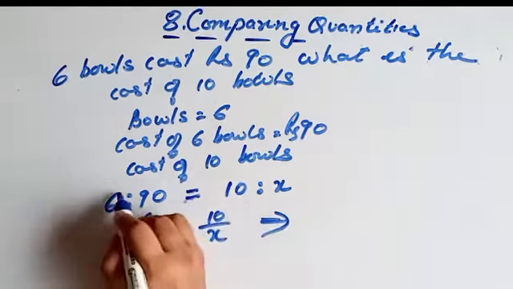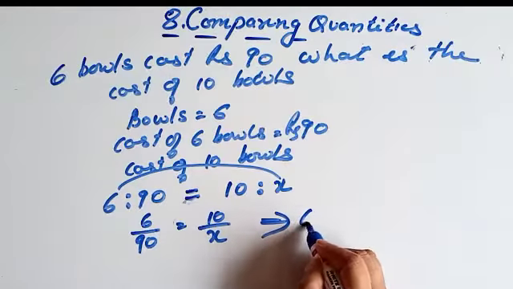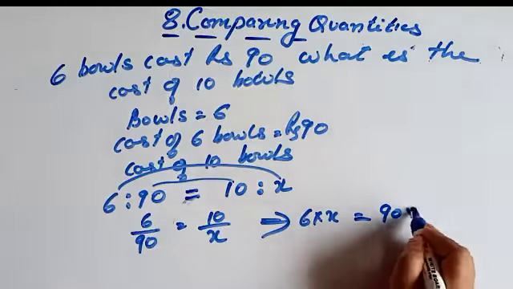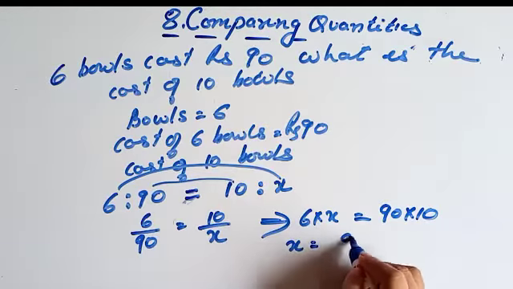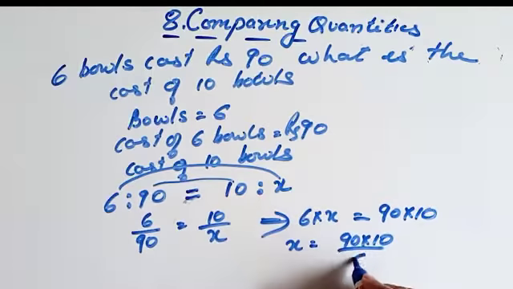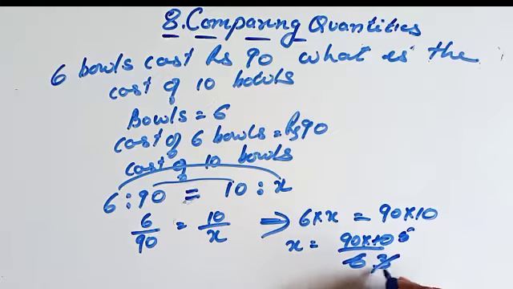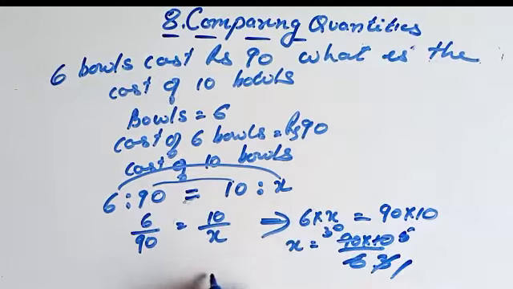So we have to multiply first and the fourth. So 6 into X, and we will multiply this second and third. It will be 90 into 10. So the value of X will be 90 into 10 by 6. So it will be 5 times, this is 3 times, 3 fives are 15, 150. The answer will be 150 rupees.